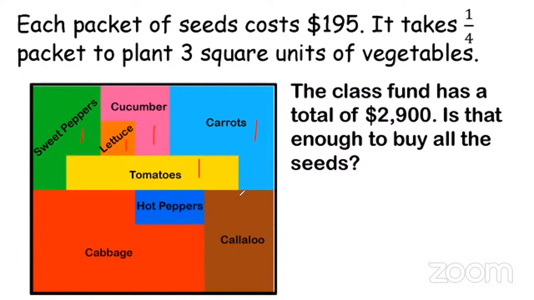Let's look at the callaloo as well. We need like half of a packet for the callaloo because we have 3 square units, which is a quarter, and another 3 square units, which is another quarter. So we need 1 packet for callaloo as well. For hot pepper, this will take less than a quarter, so we need 1 packet for hot peppers.